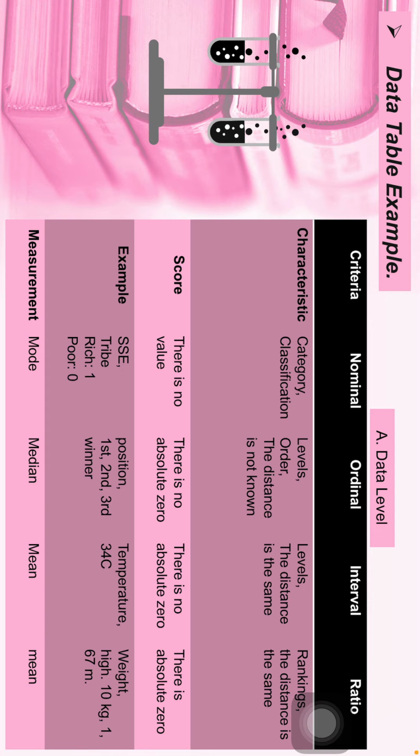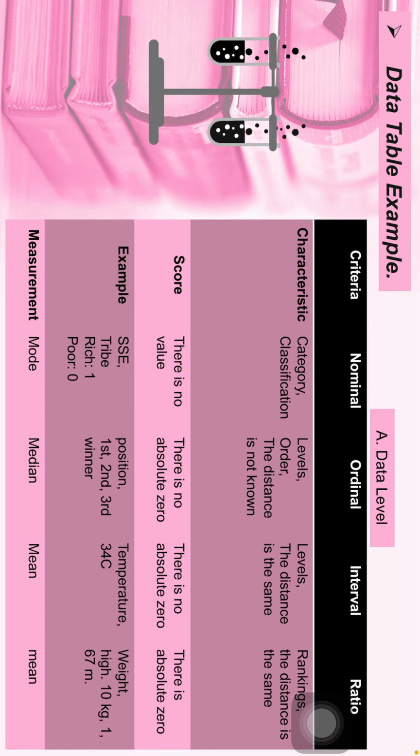Ordinal characteristic is by using levels and order, and the distance is not known. And there is no absolute 0. The example is position, for example first, second, third winner, and the measurement is using median. And for the interval variables, the characteristic is the levels, and the distance is the same. The score, there is no absolute 0. And the example is the temperature, for example 34 Celsius, and the measurement is mean.